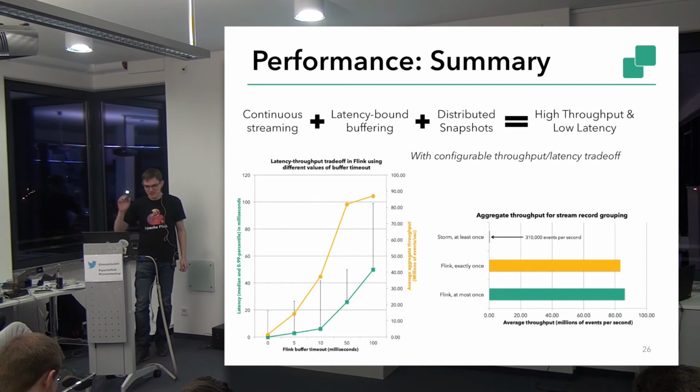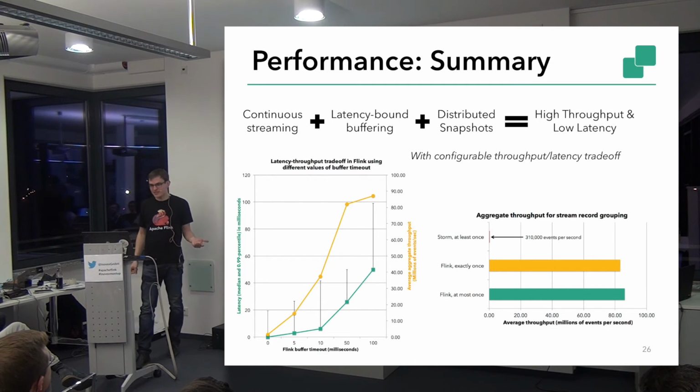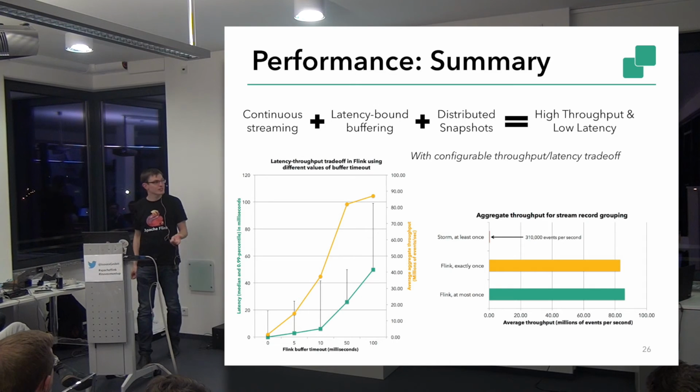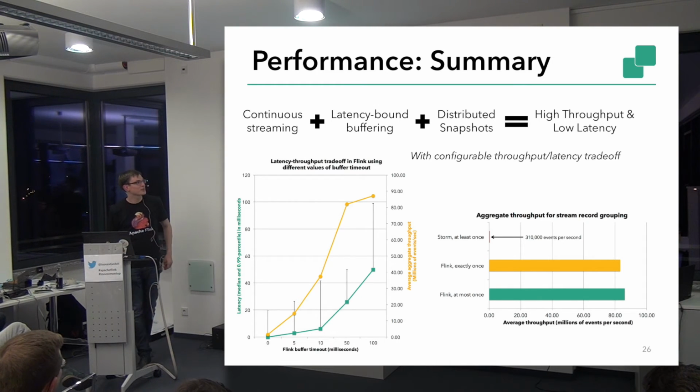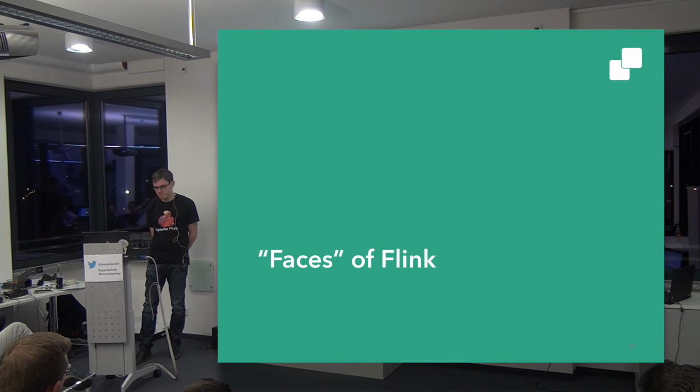So to summarize the performance section, continuous streams with latency-bound buffering and distributed snapshots leads to high throughput and low latency, and you can actually influence the latency and throughput depending on your use case and your requirements.